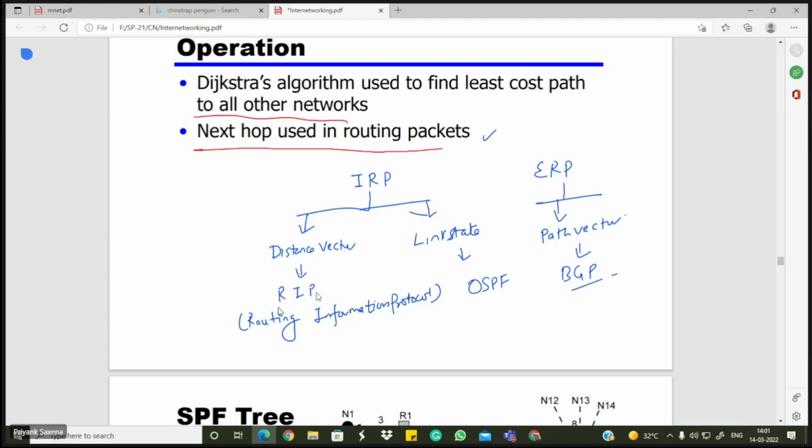So Routing Information Protocol, I am not doing it in detail, is very simple, that it is a hop count that is given. Okay, so each node maintains a destination IP address with the number of hops, right? And then how many hops it will take to reach a particular destination.